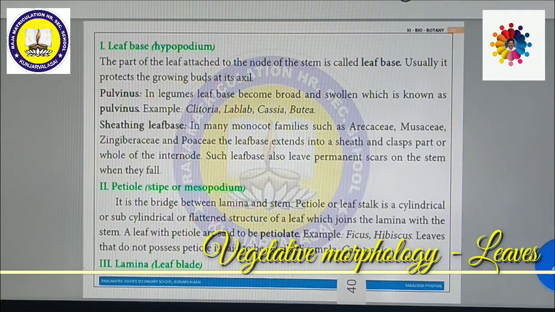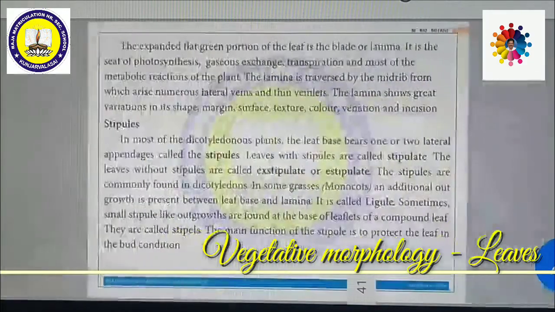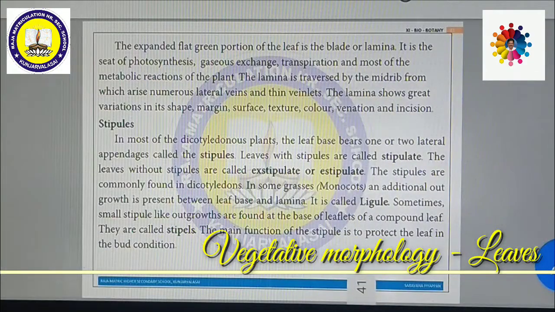If you see in Calotropis, Yerku, that means Calotropis, they do not have any stalk-like structure. That means the petiole is absent. Then leaf blade, that is called lamina. The expanded flat green portion of the leaf is blade or lamina. It is the seat of photosynthesis, gaseous exchange, transpiration, and most of the metabolic reactions of the plant.